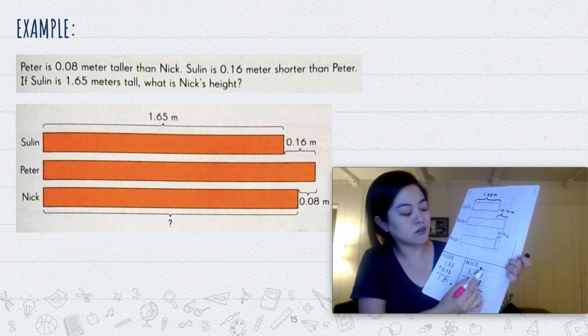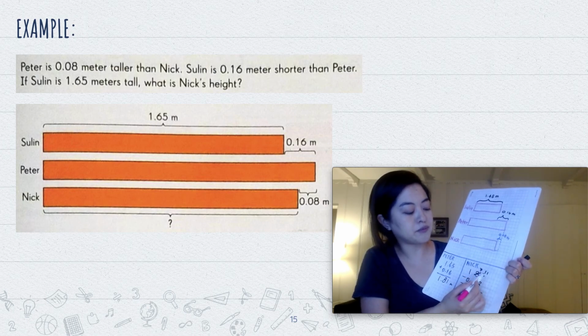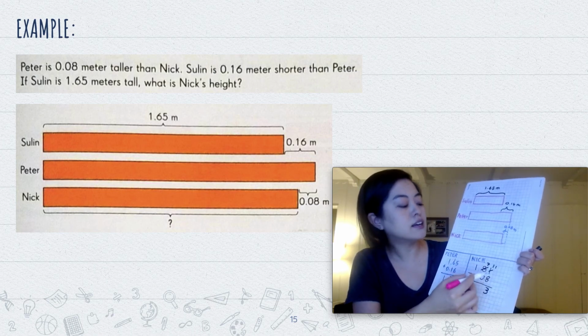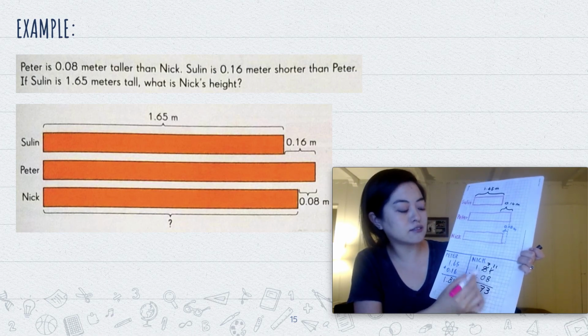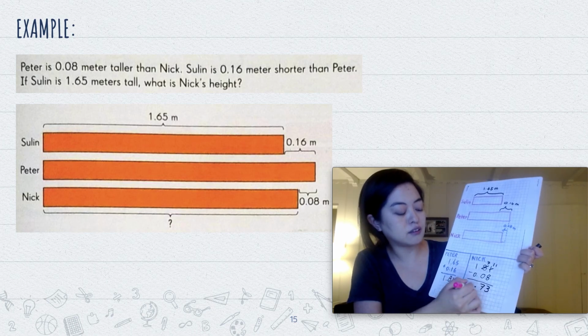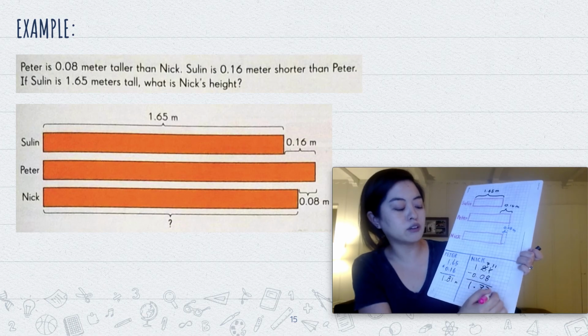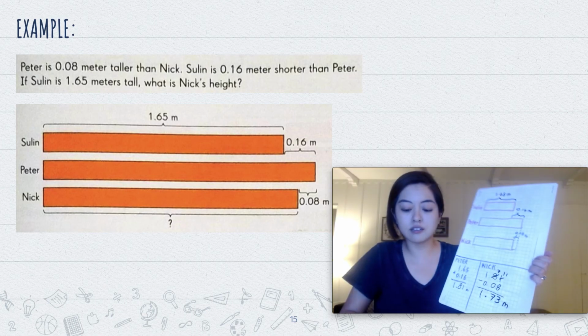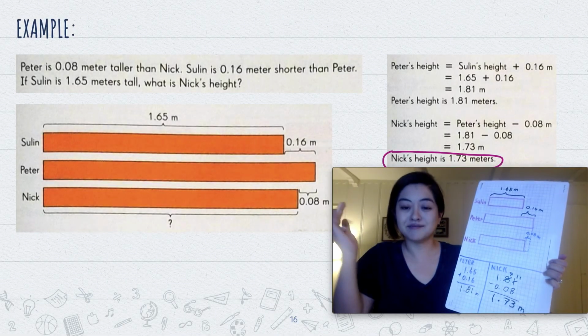Okay, so this becomes 11 hundredths. 11 hundredths minus 8 hundredths is 3 hundredths. 7 tenths take away 0 tenths is 7 tenths. Drop the decimal point, and 1 minus 0 is 1. So 1.73 meters. Okay, so that's how tall Nick is. And it's right there.